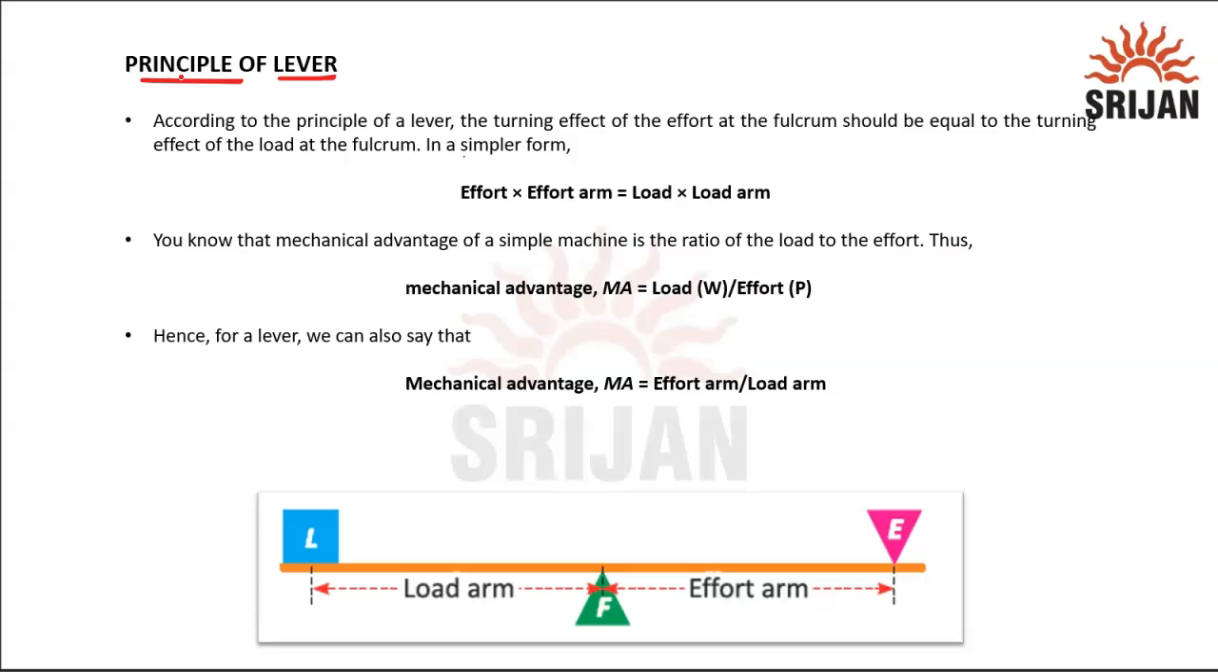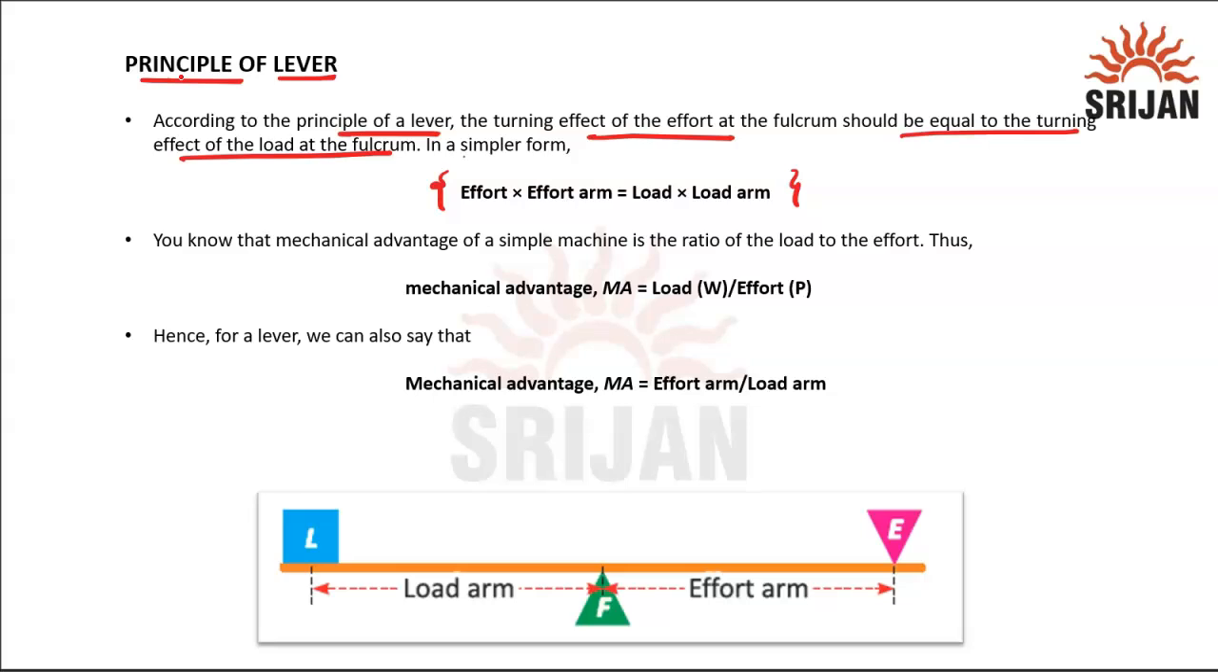So what is this lever? According to the principle of a lever, the turning effect of the effort at the fulcrum should be equal to the turning effect of the load at the fulcrum, which eventually means this formula: effort multiplied by effort arm is equal to load multiplied by load arm. That is what it means.